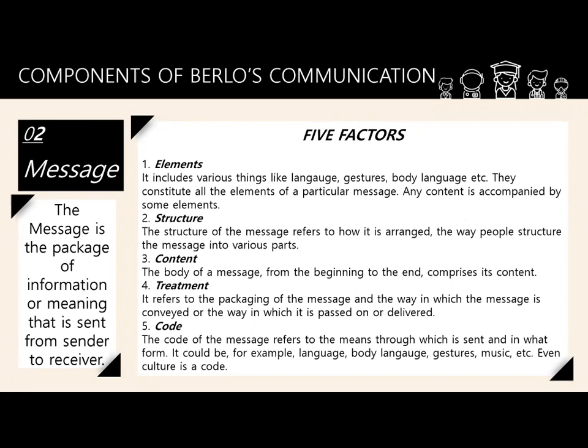The first one is elements. It includes various things like language, gestures, body language, and so on. They constitute all the elements of a particular message. Any content is accompanied by some element. The second one is the structure. The structure of the message refers to how it is arranged, the way people structure the message into various parts. The message is the same, but if the structure is not properly arranged, then the receiver will not understand the message.